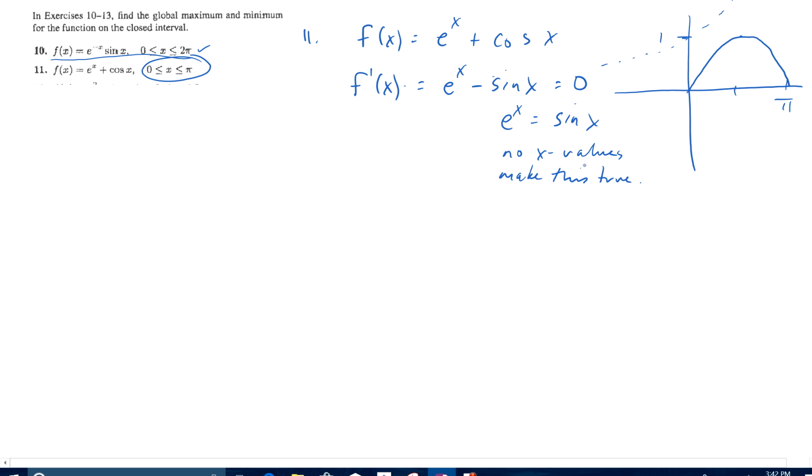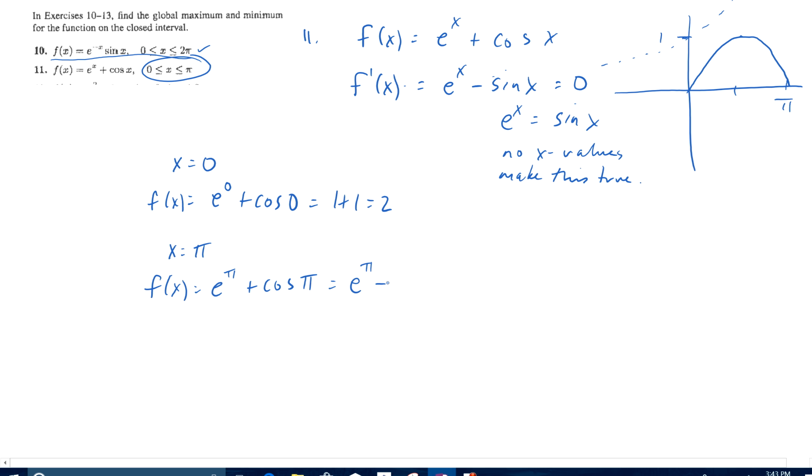So what does that say? There are no critical points, so my max and mins have to occur at one of the endpoints. So let's look at the endpoints. When x is 0, f of x, or y, is e to the 0 plus cosine of 0, which is 1 plus 1, which is 2. And when x is equal to pi, f of x is e to the pi plus cosine of pi, which is e to the pi minus 1, since cosine of pi is negative 1.